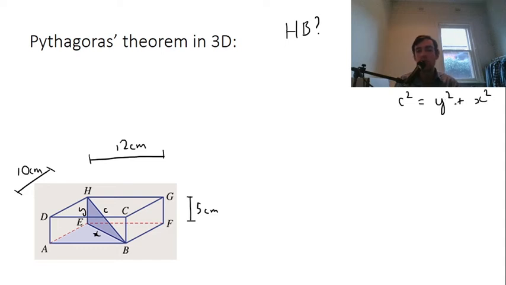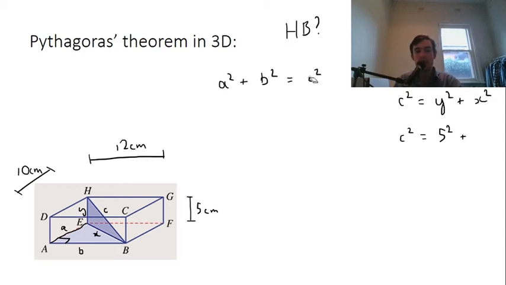We know what Y is, that's 5. 5 squared plus, we need to know what X is before we can keep going. So to do that, you need to use another right-angled triangle, which is this one. You've got EA and AB, and you've got X. So let's call this one A, and we'll call this one B. Okay, so A squared plus B squared equals X squared. So let's do that over here.